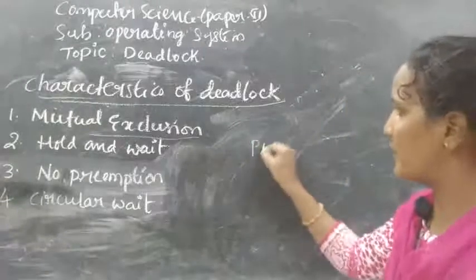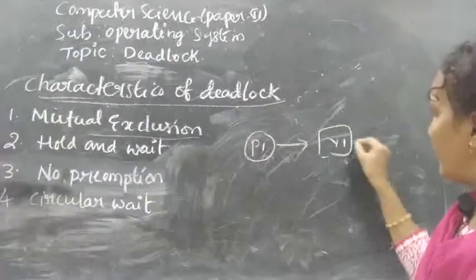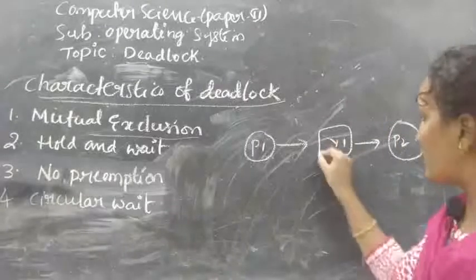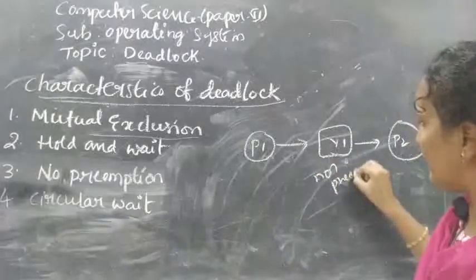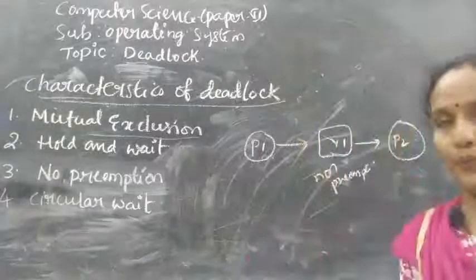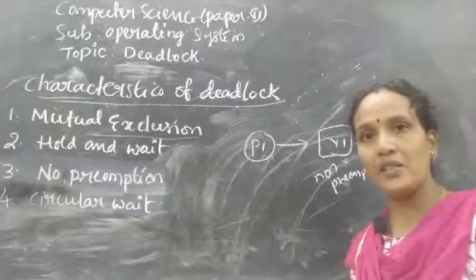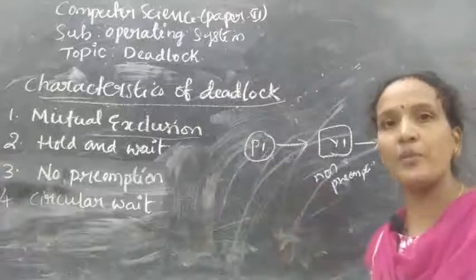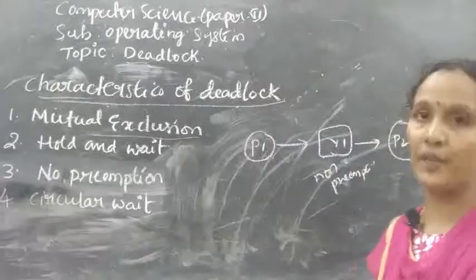Example: process P1 is requesting R1, which is held by P2. But this resource is non-preemptive. Non-preemptive means if any new process enters the queue or requests that resource, even then the resource is not removed from the current process. That situation is called non-shareable, no preemption.